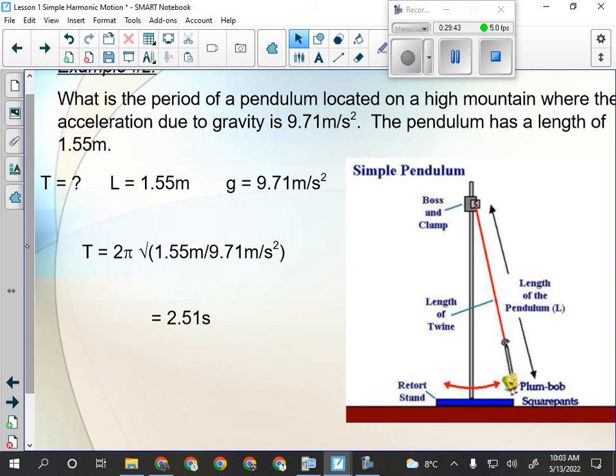Okay, so if we're looking at calculating the period of a pendulum, and we know the length is 1.55 meters, and we're at a really, really high altitude, where the acceleration due to gravity is 9.71, the period would be 2.51 seconds. And again, that's just plugging in 2 pi times the root of 1.55 divided by 9.71. Okay. Questions on that one?